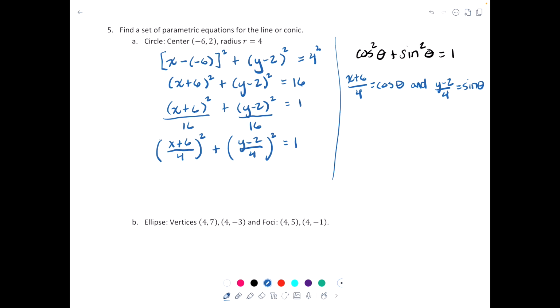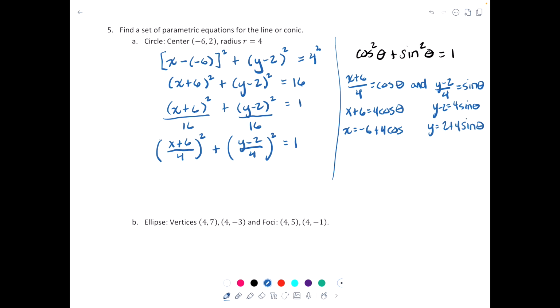Isolating the x, we'll get x + 6 is 4 cosine theta, and then x is equal to negative 6 plus 4 cosine theta. Isolating y, we get y - 2 is 4 sine theta, and then y is equal to 2 plus 4 times sine theta.